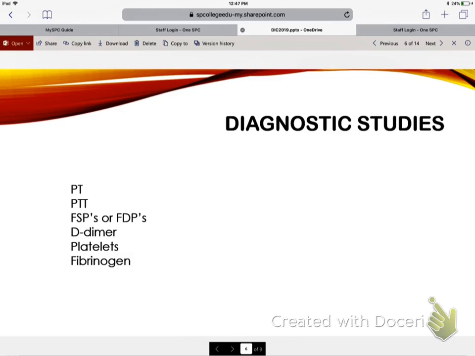We said the D-dimer would be positive. What about the platelets? Low. Why? Because they're using them all up trying to clot everything, right? What about the fibrinogen? Low. Same reason. Using up all those clotting factors. So basically everything is going to be elevated except for the platelets and the fibrinogen, which are going to be decreased.